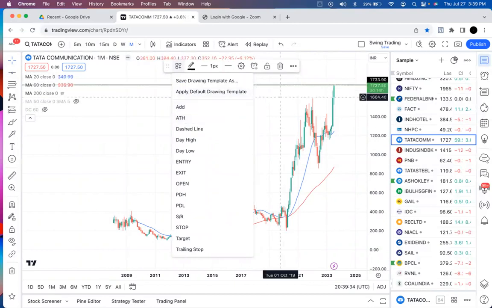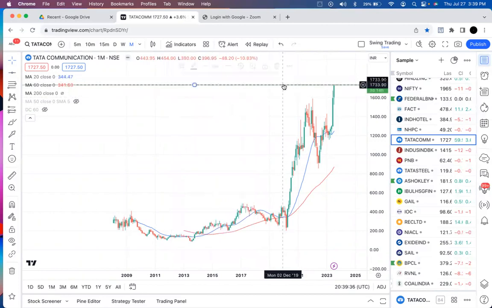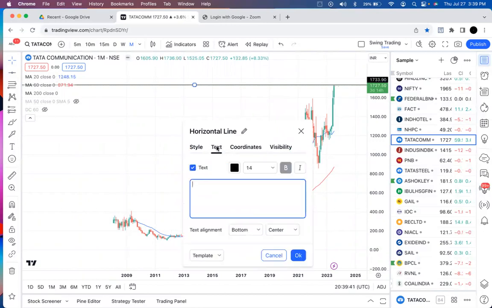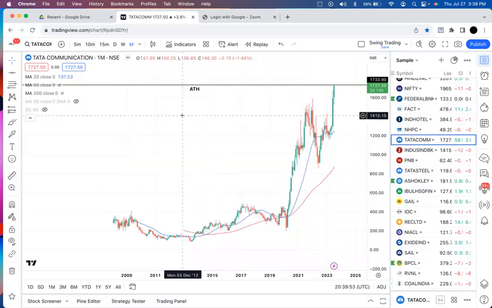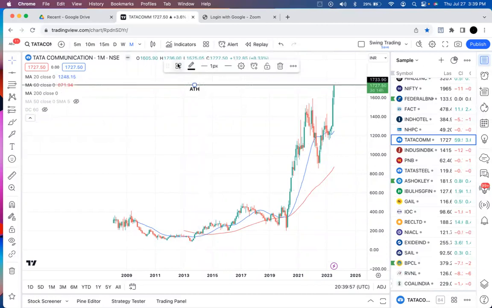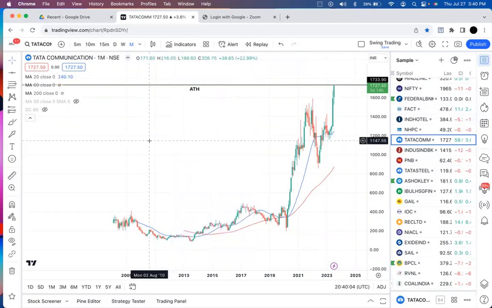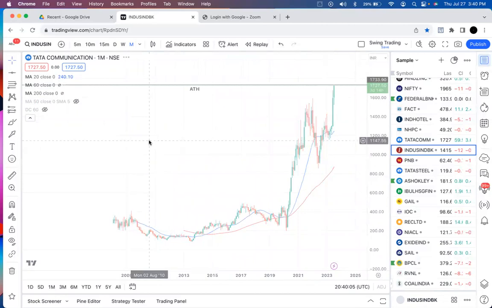Now, if any of you are not sure how to do that, you can double click on this, then go to text, and then you can type in something like ATH, whatever you want to type in. And then you can just press OK, and it will show up there as ATH. There it is. And then you can go here, and you can save the drawing as a template, and it will be here. You see all my templates right there. All right, that's Tata Consumer.